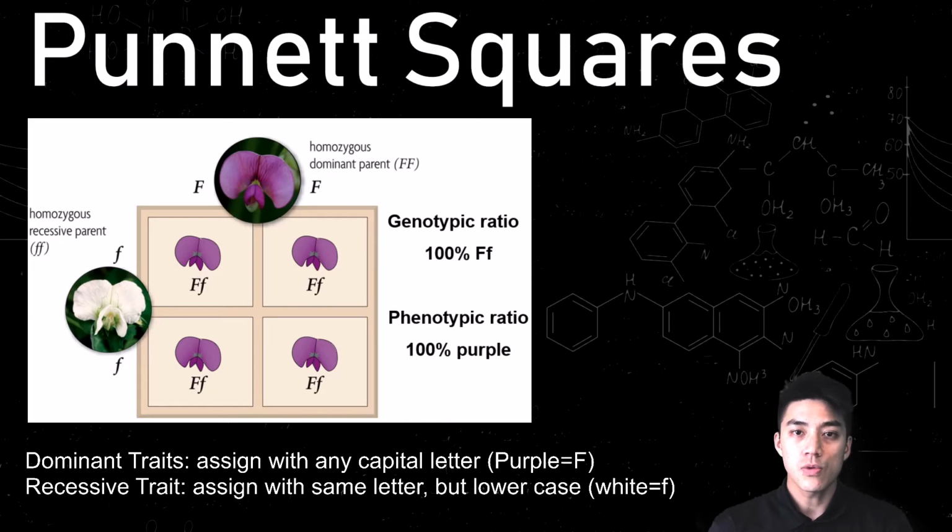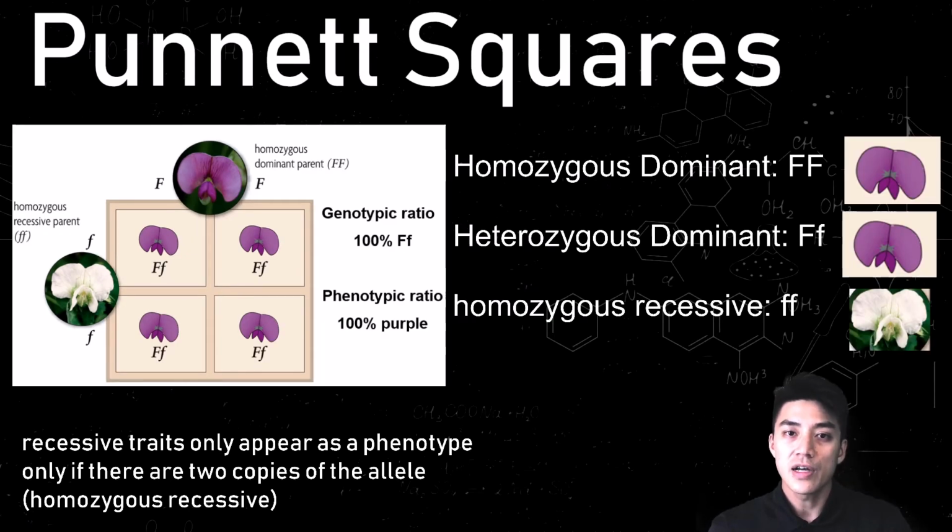When you do a Punnett square, you will assign the dominant trait with any capital letter. So in this case, purple is the dominant trait, so we will assign purple with the capital letter F. As for the recessive trait, you will assign it with the same letter, but the lowercase version. So in this case, the white flowers are the recessive trait, so you will assign white with the lowercase letter f.